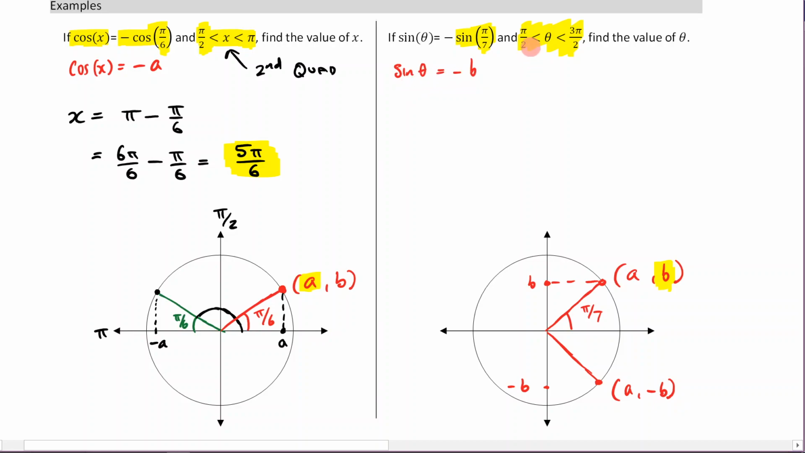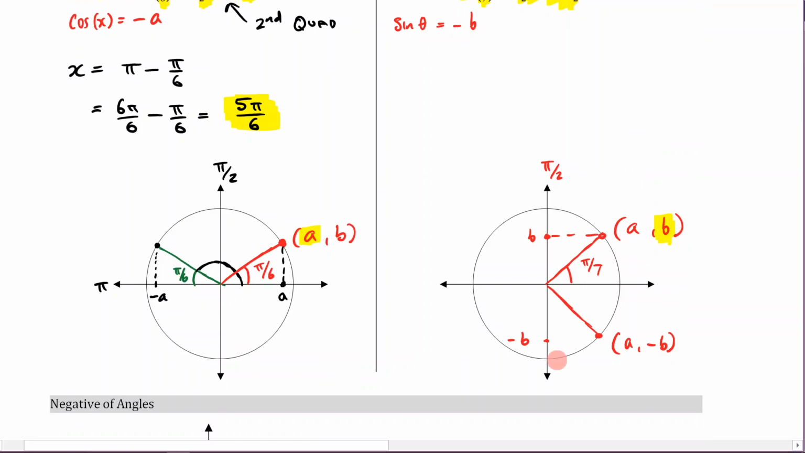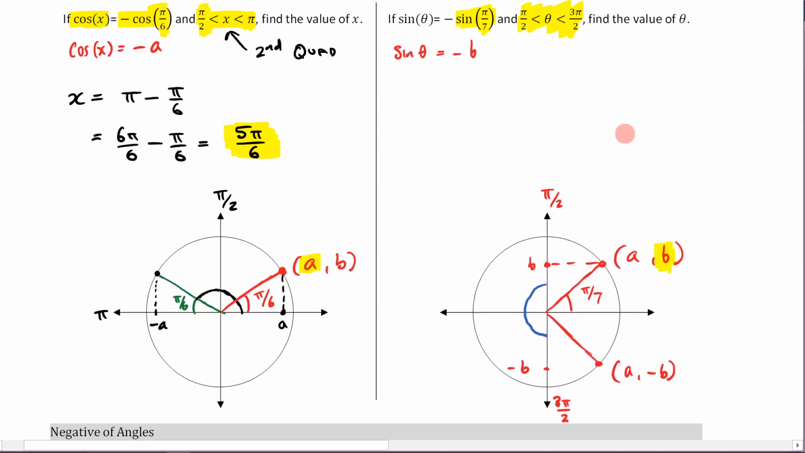And now here's the important part. It has to be within the domain of pi on 2 and 3 pi on 2. I know that pi on 2 is here. I know that 3 pi on 2 is here. So that means my angle needs to be between here and here. So that means it can't be in my fourth quadrant. So I need a negative b value out in either my second or my third quadrant. Obviously, I can't get any negative y values out in my second quadrant, so that's out. That leaves me with my third quadrant.